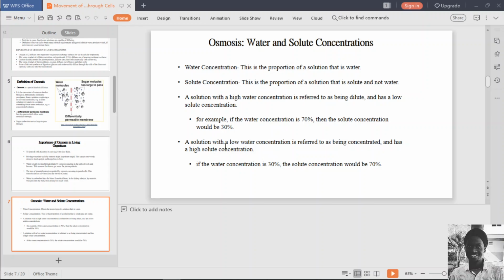A solution with a low water concentration is referred to as being concentrated. Okay, low water concentration, concentrated solution. And this solution would have a high solid concentration, because if the proportion of water there is low, then the proportion of solids would be high. So in other words, if the water concentration is 30%, or if 30% of the solution is water, then 70% of the solution would be solid. So the solid concentration would be 70%.